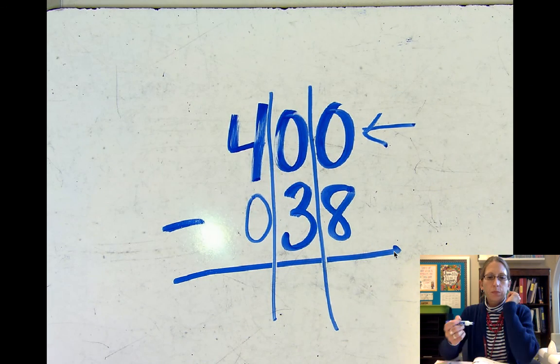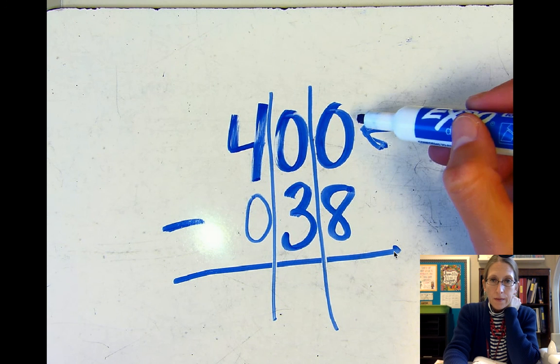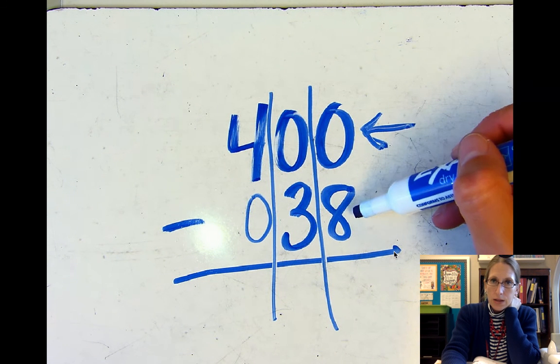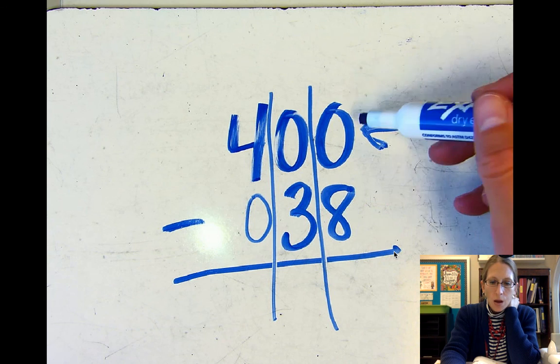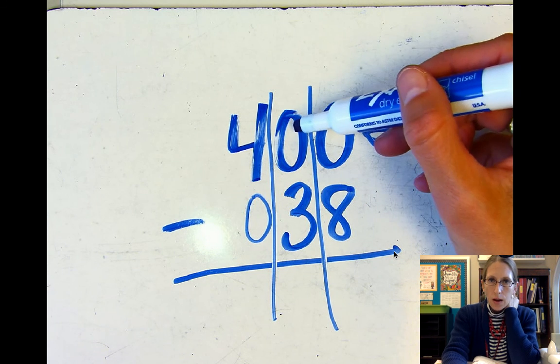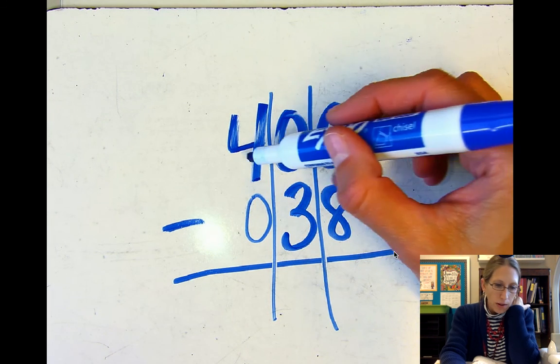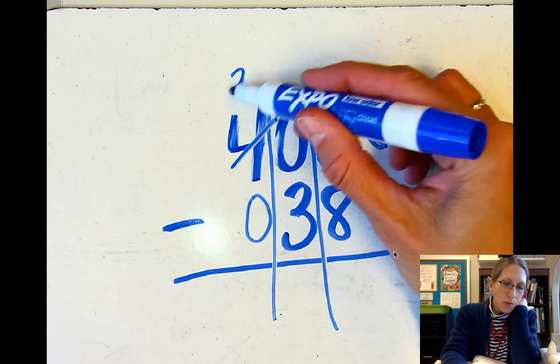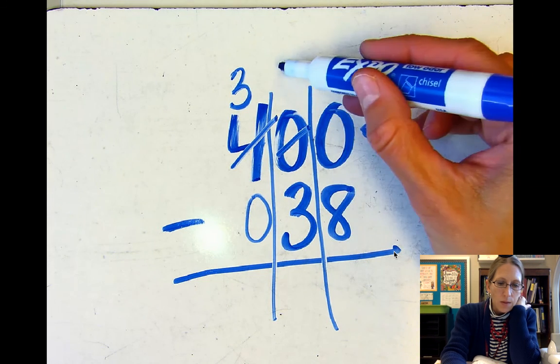Now, we always start in the ones place, and we always start at the top. If I have 0, can I take away 8? Nope. So I'm going to go next door and get some more. Uh-oh, this neighbor's not home. Let's go next door to the hundreds place. Now I'm going to rename this just like we normally do. This becomes a 3 and this becomes a 10.